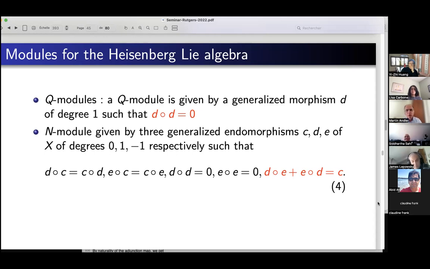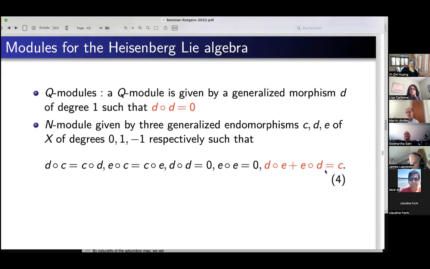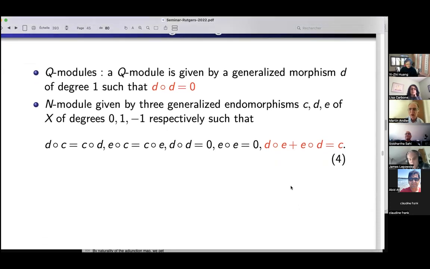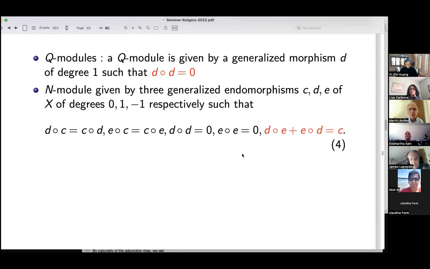And then an N module is given by these three operators, and the generalized endomorphism would verify these various relations. The interesting one is the fact that D composed with E plus E composed with D is equal to C. So the minus in the Lie algebra condition becomes a plus because of the oddness character of Q and of P.